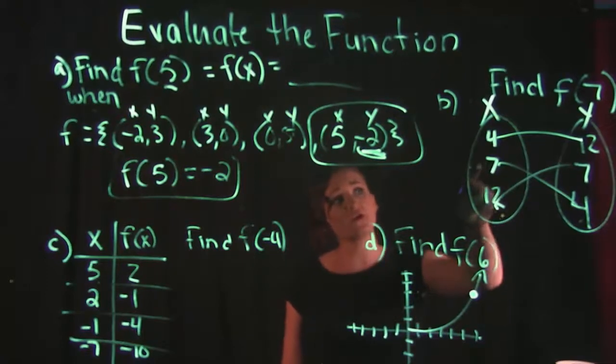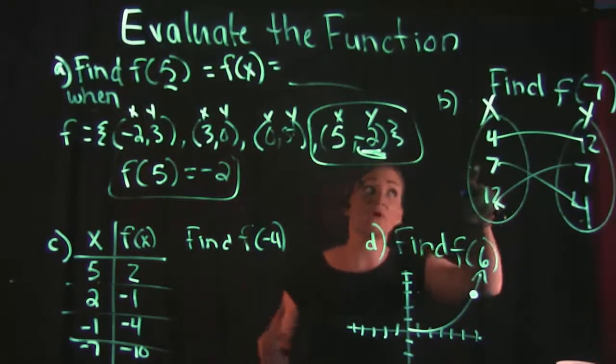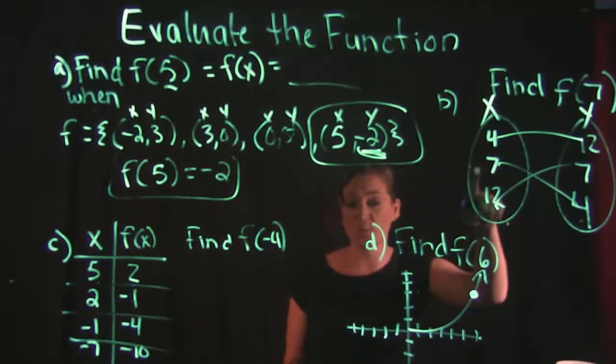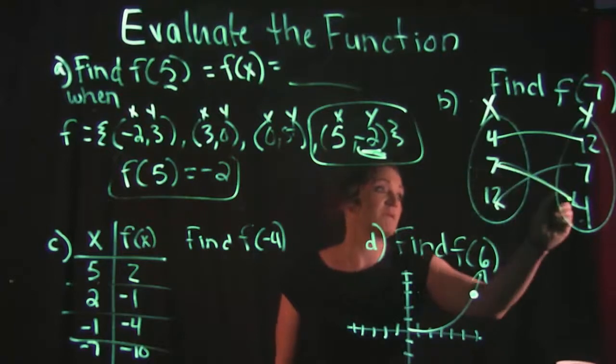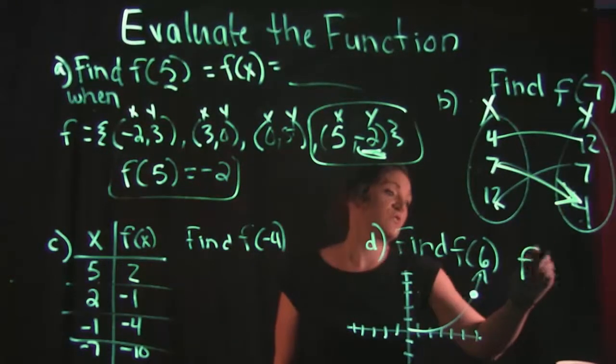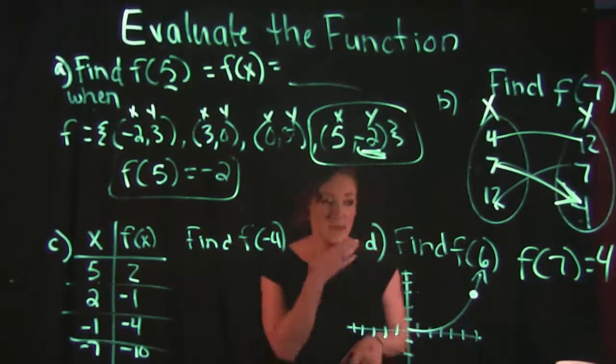We want to know what is f of 7. So 7 over here is my x, the second number down. Remember, if we want to find f of 7, we want to know what the y value is when x is 7. This 7 is getting mapped to the 4. So that means f of 7 is equal to 4 for that example.